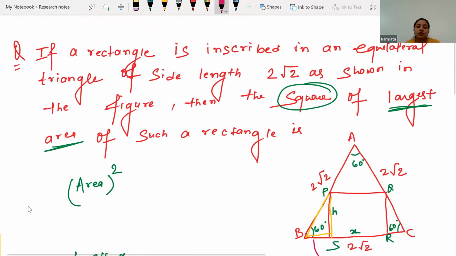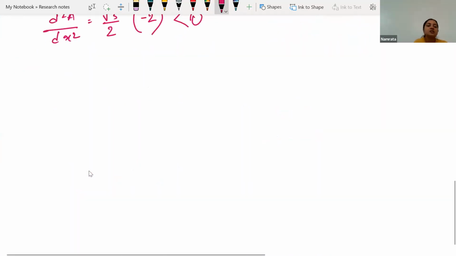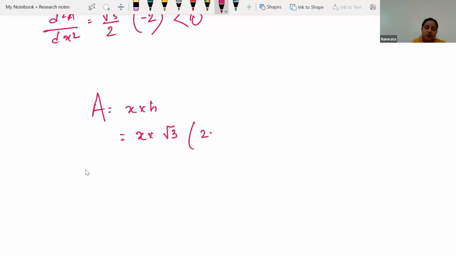So we have to do the square of the area. Here it's written, then the square of the largest area. What will be the largest area? The largest area will be x into h. What is h? X into, what was h? It was root 3 times 2 root 2 minus x by 2. Okay, this is our h.